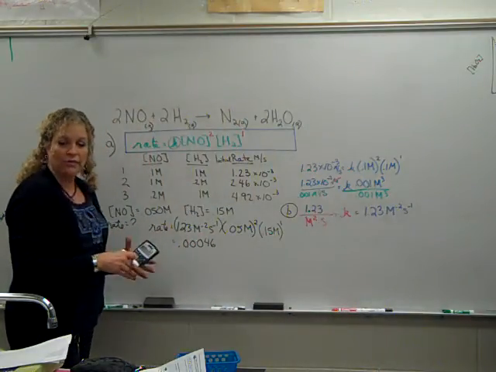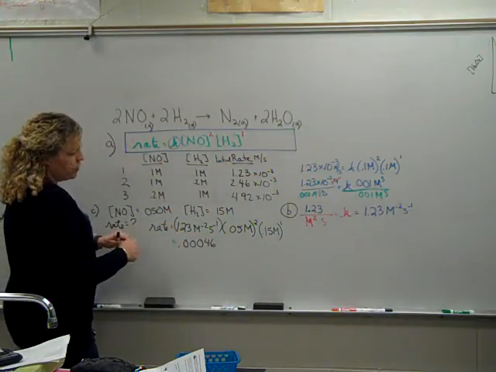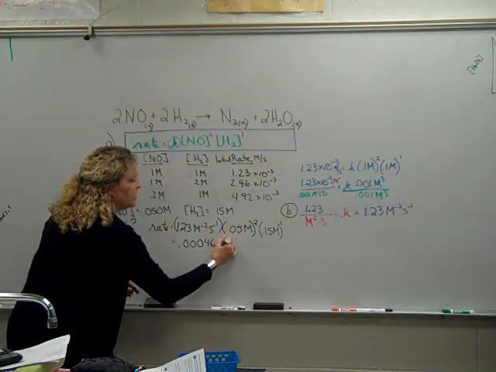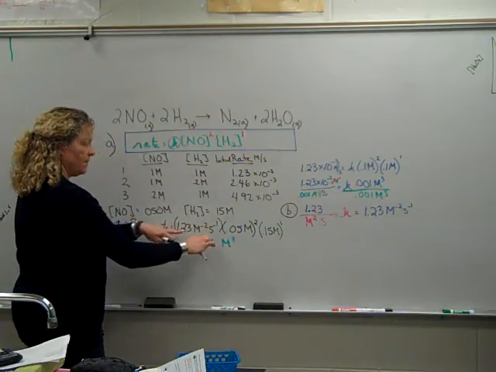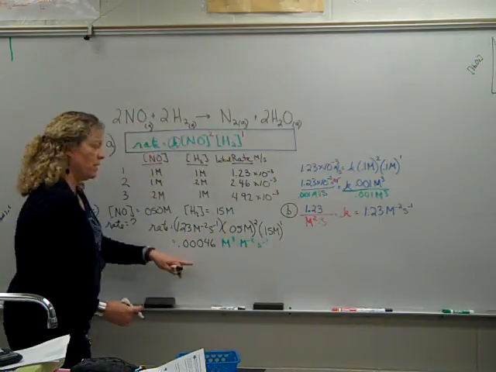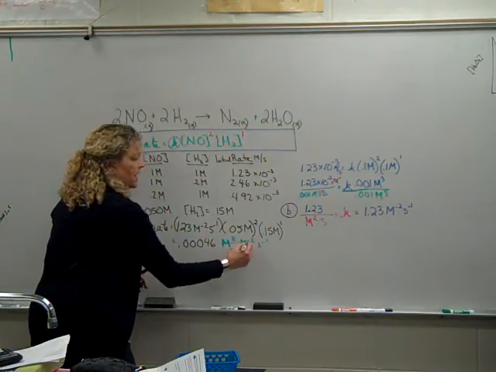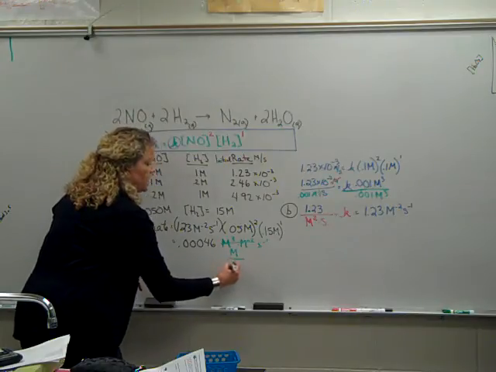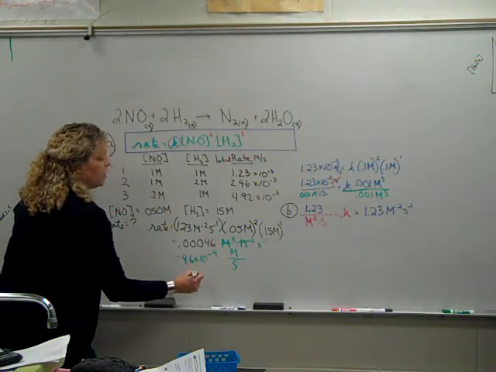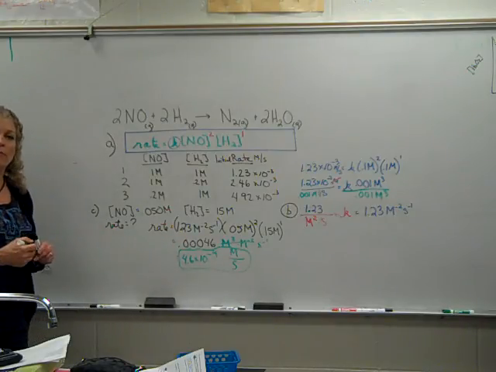Now, I want you to look at the units. If you have done the units correctly all along, if you notice, you have molarity squared times molarity. So that is molarity to the third, and then you have a molarity to the negative 2 and a second to the negative 1. Well, that simplifies to simply molarity, and second to the negative 1 means per second. So your rate is 4.6 times 10 to the negative 4 molarity per second. Okay, hopefully that helps.